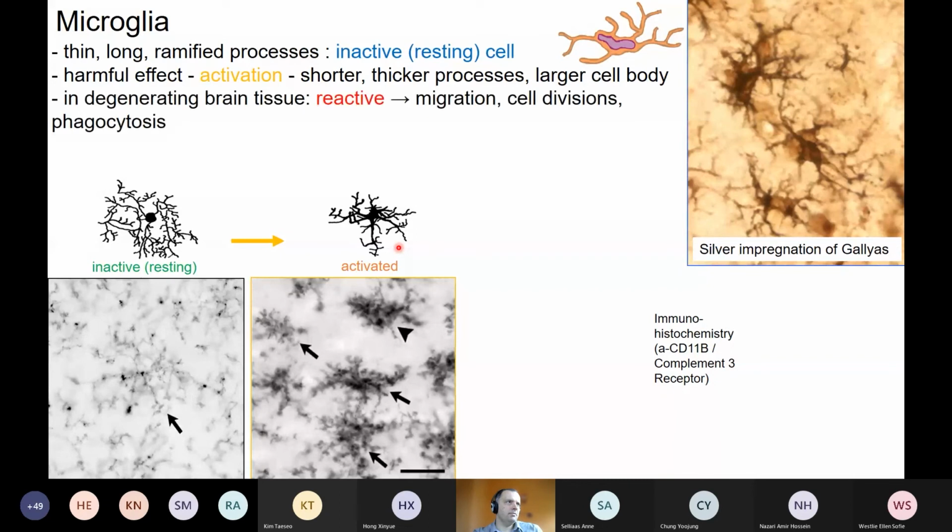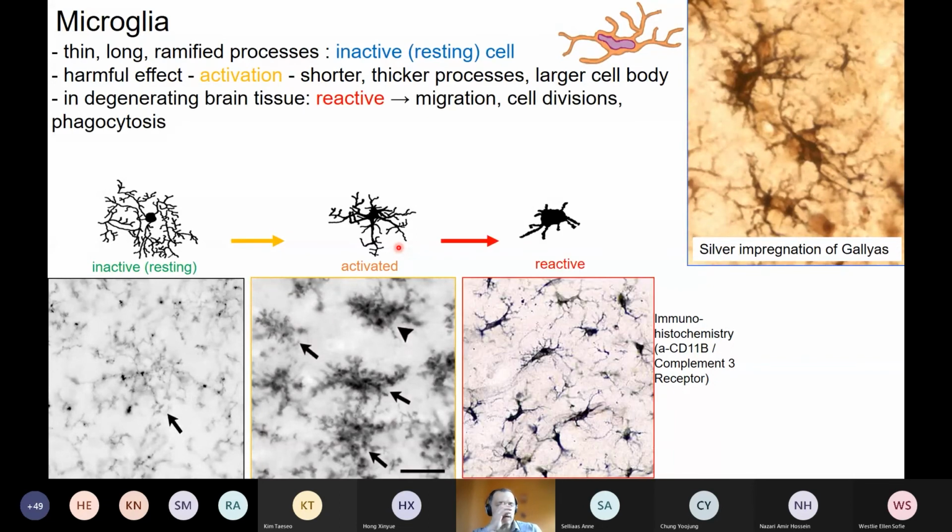And if there is a very strong tissue damage that causes even neurodegeneration, so it's not only some demyelination or some tissue debris produced, but neurons will really die, and a higher amount of tissue debris is produced, then they get reactive, which means that they get even shorter processes. They get kind of spindle shaped with short processes, and they will start to perform phagocytosis. This is their main function. They are the phagocytes of the brain.